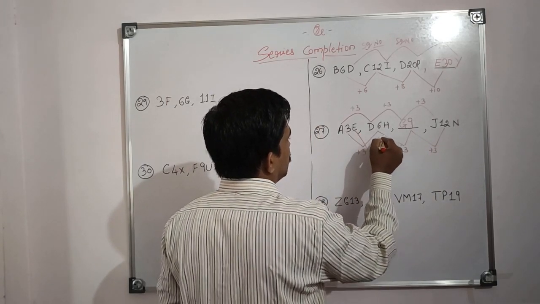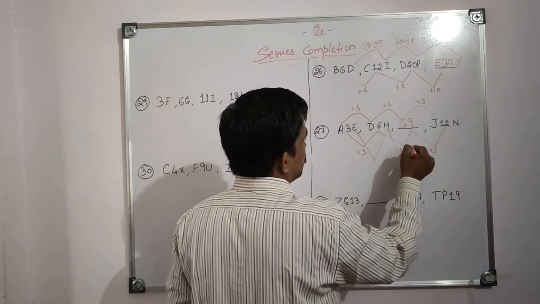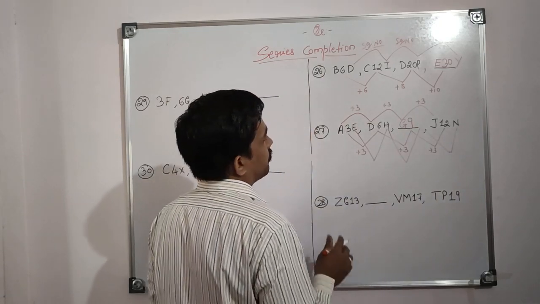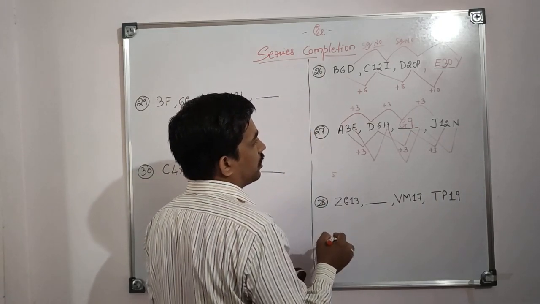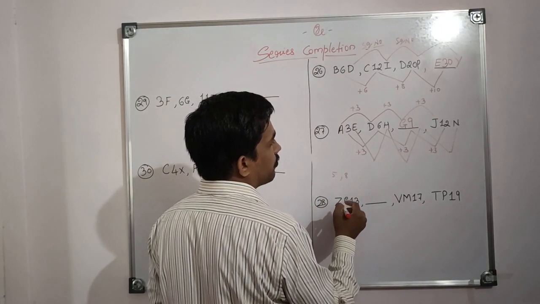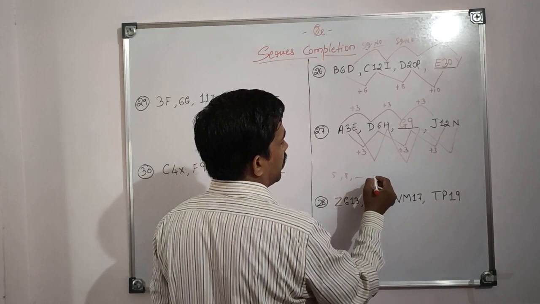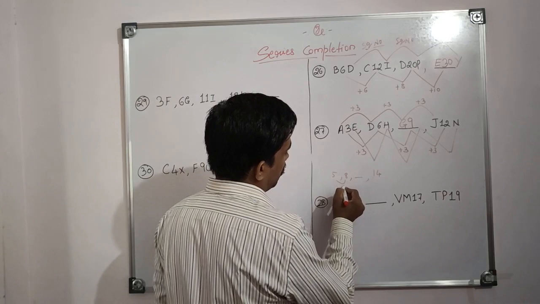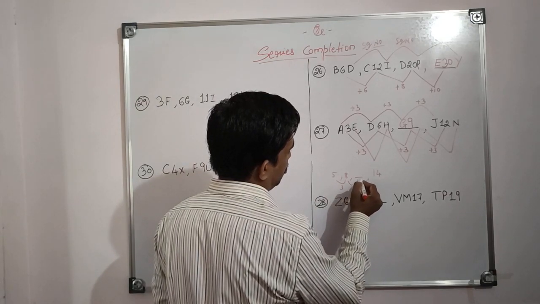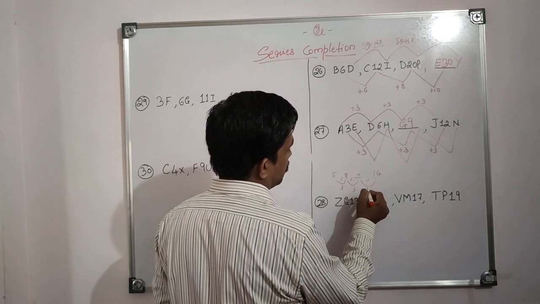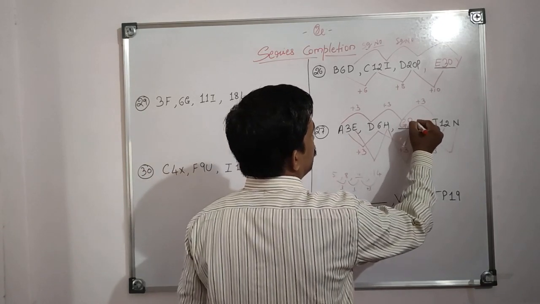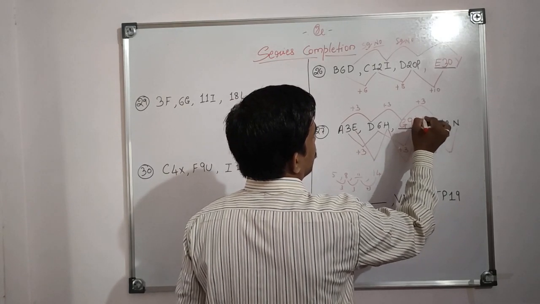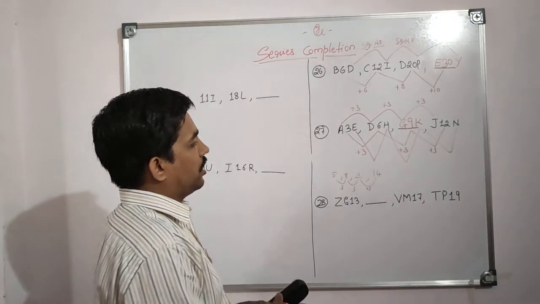Then next, these letters. E is the 5th letter, H is the 8th letter, and then we don't know here, and N is the 14th letter. So here also plus 3, which means 11, and plus 3 means 14. Yes, it should be 11. The 11th letter is K.